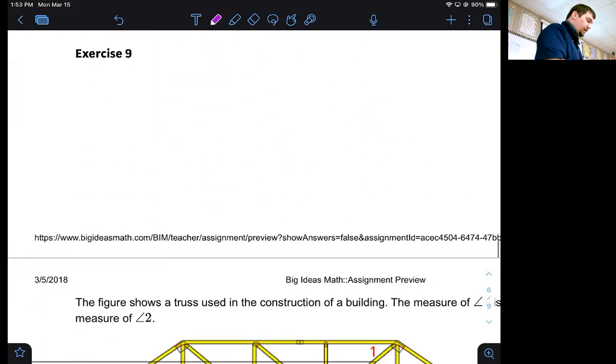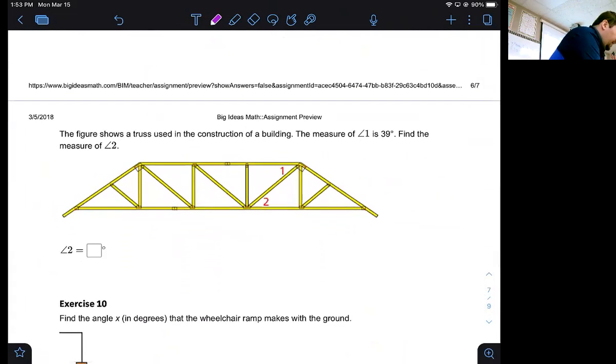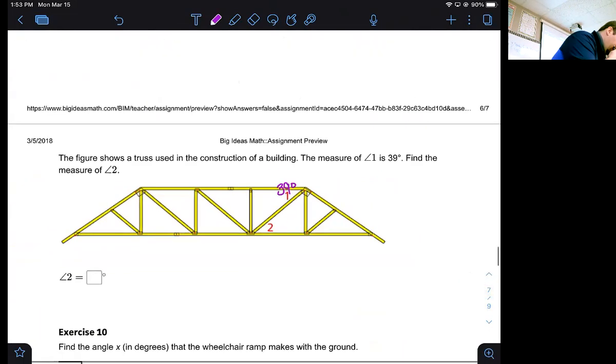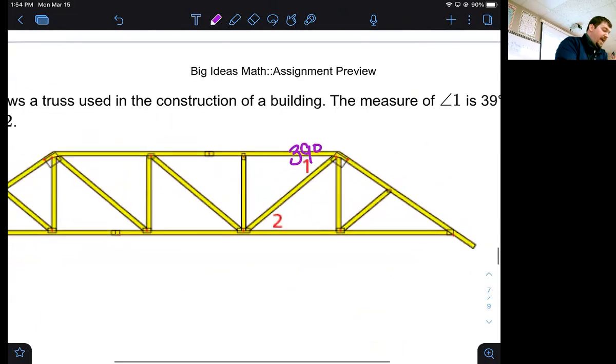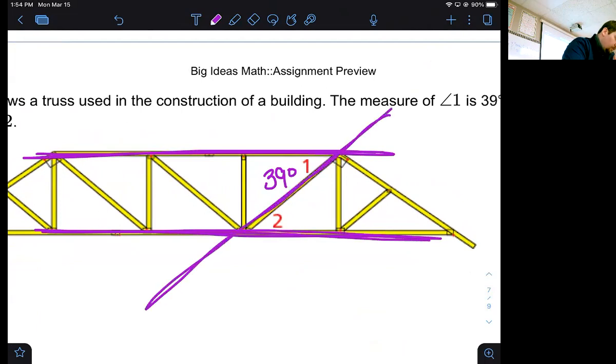Number 9. The figure shows a truss used in the construction of a building. The measure of angle 1 is 39 degrees. Find the measure of angle 2. Okay, well, what we have here is two parallel lines crossed by a transversal.